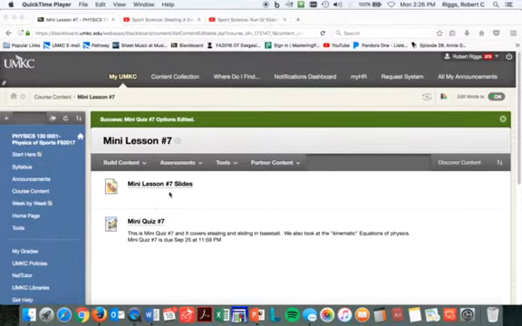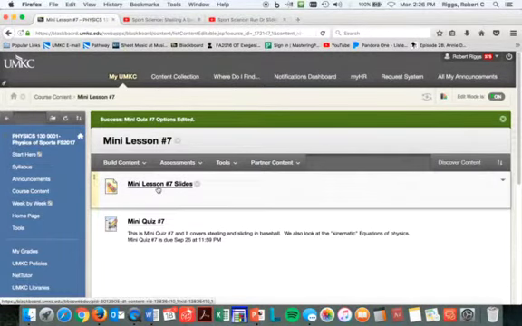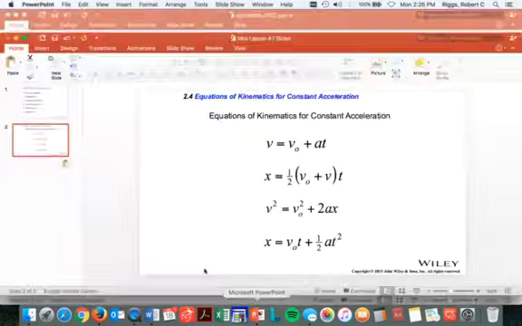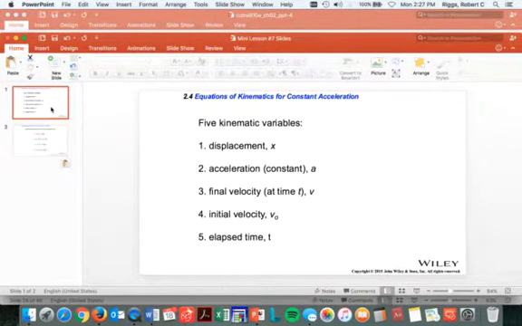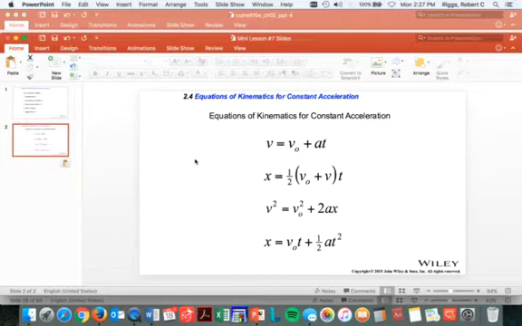So let's just start off. Let's go to these slides that I've made here. There are 5 kinematic variables. There's displacement, that's the distance we travel. There's acceleration, which we will keep constant. There's the final velocity v, an initial velocity where we start, and sometimes that might be where we stop. And then the time. And here are the 4 little equations that we use for them.